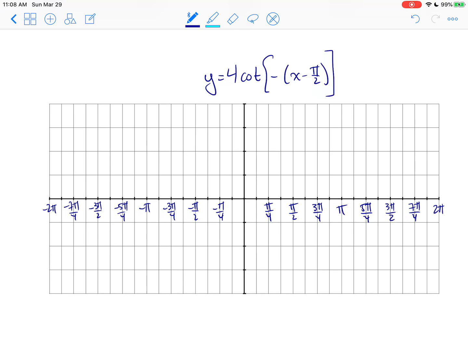We have a vertical stretch factor of 4 here, so I'm going to make this 4, negative 4, which would make, again, I don't have to label the rest of this, but that's 8 and 12, and this is negative 8 and negative 12.